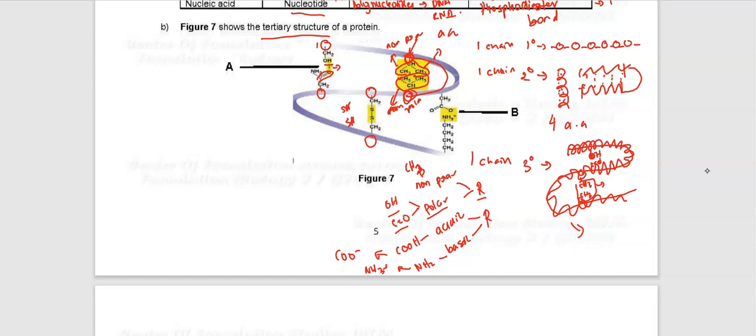Okay. So you have the formation of a covalent bond between the sulfur and sulfur. The covalent bond specifically is called a disulfide bridge. Okay, disulfide bridge. So it is a type of covalent bond.